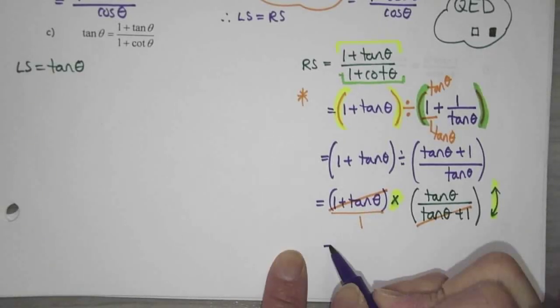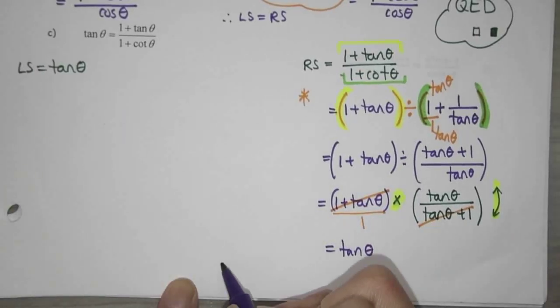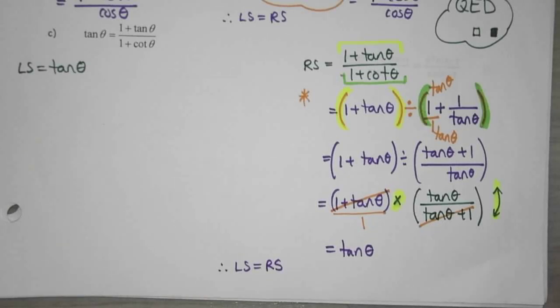And then you write what's left over, which is, in fact, tan, and therefore left side equals right side, or QED, or square box, known as the tombstone.